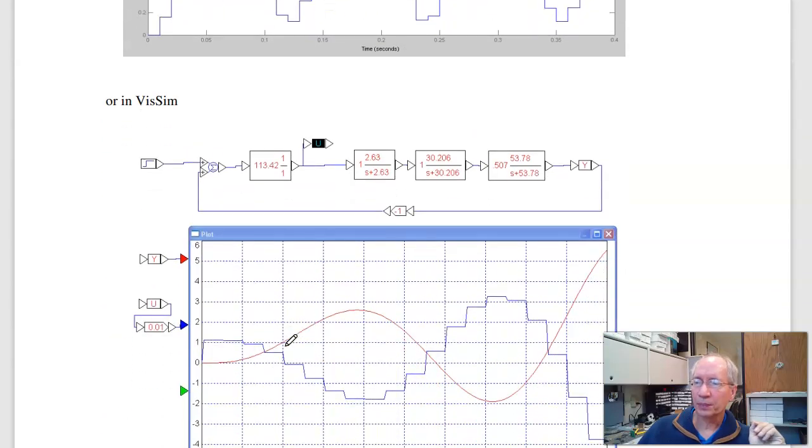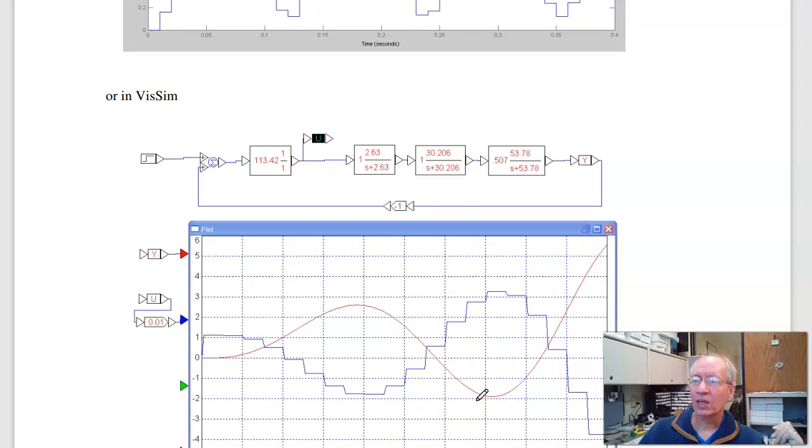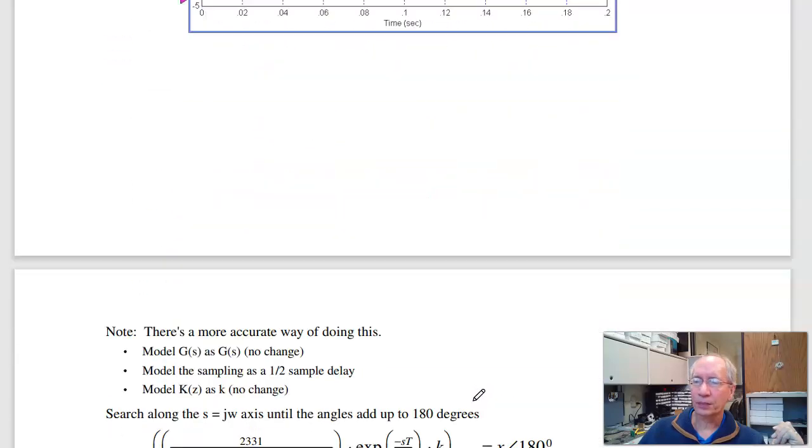Or in VisSim, I apply again 113. Here's my g of s. This is actually unstable, so the gain's a little bit too high. The reason it's too high is my discrete time version of g of z underestimated the delay. The extra delay destabilizes it, making the j omega crossing go unstable, right half plane. So that's one way to do the homework.